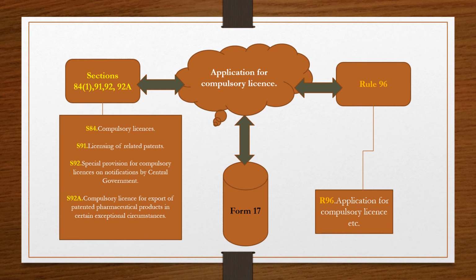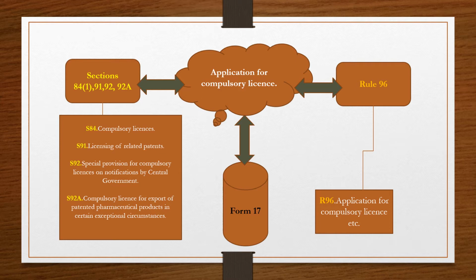Then form number 17. The title is Application for Compulsory License. Here the related sections are 84, 91, 92, 92A. And the related rule is only one, that is rule number 96. So we will discuss briefly all the sections.